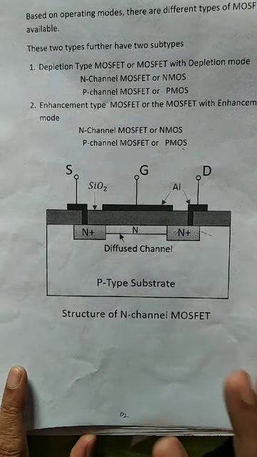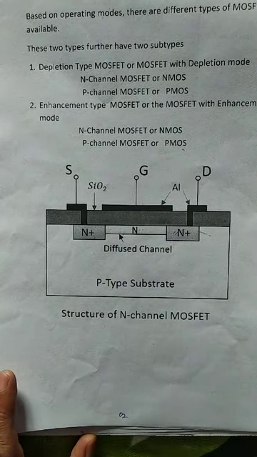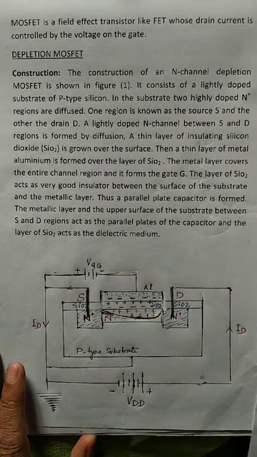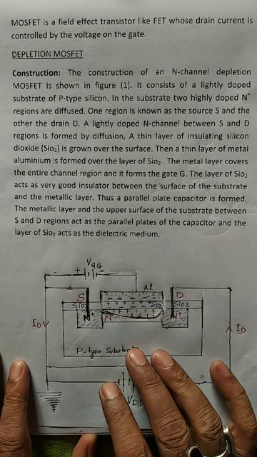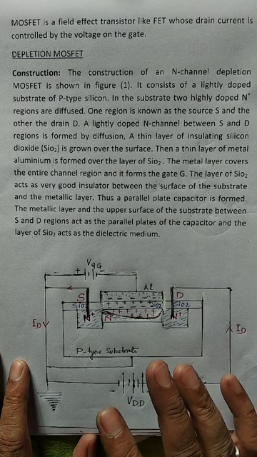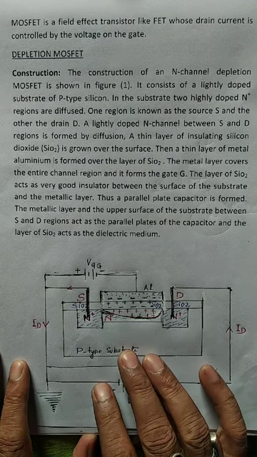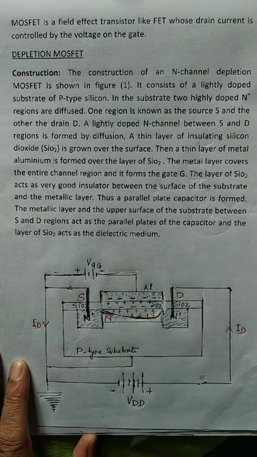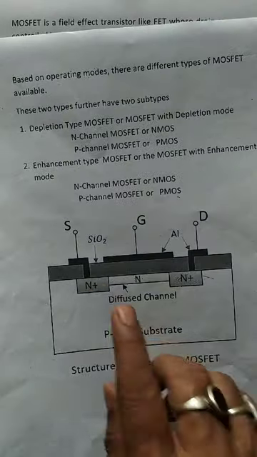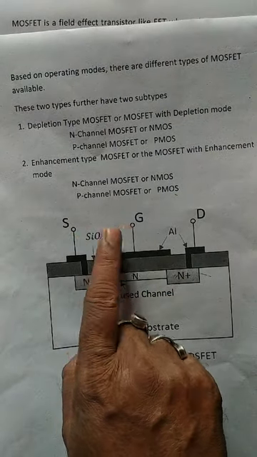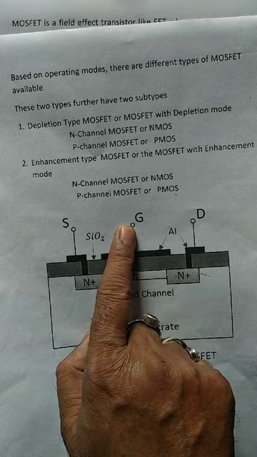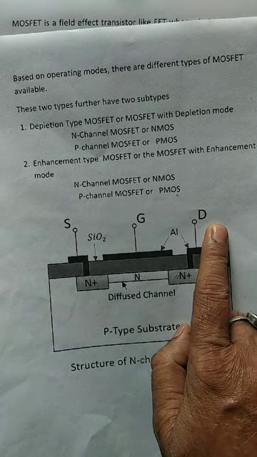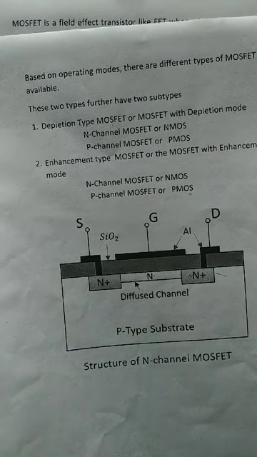In the first video, I told you that like BJT, it has 3 terminals. In a BJT, emitter, base, collector. Here in MOSFET, source, gate, drain. So it is also a 3 terminal device.